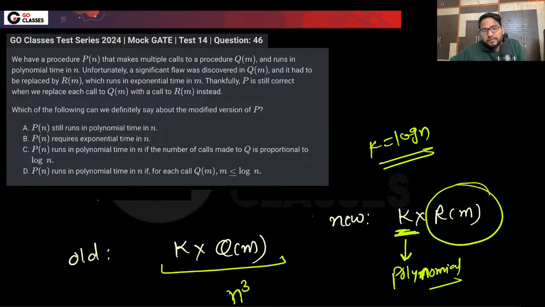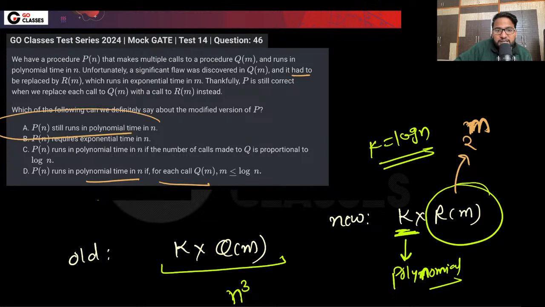So they are saying that it will run in polynomial time if for each call qm. They are saying that it had to be replaced by rm, which runs in exponential time. This time is given to us as 2 power m. So let me read out the options again. It still runs in n, it still runs in exponential. So basically it will depend on the value of m. If m is n, then it is truly exponential in n also. If m is not n, then it is not exponential in n, right? So it will depend on the value of m.